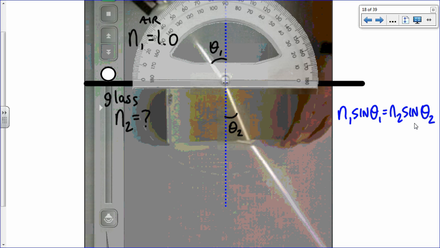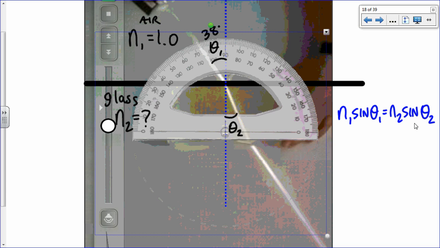You're going to draw it on top of this. We're going to use the protractor. On the test, we're not going to use a protractor. We'll give you the angles. In the lab, we're going to use a protractor at some point to figure out what the angles are, to check our math.